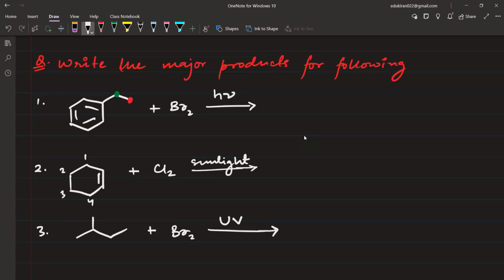So 2 and 3 are same, Aisha, and 1 and 4 are also same. Yes or no? Yes, sir. Okay, 1 and 4 are also same.